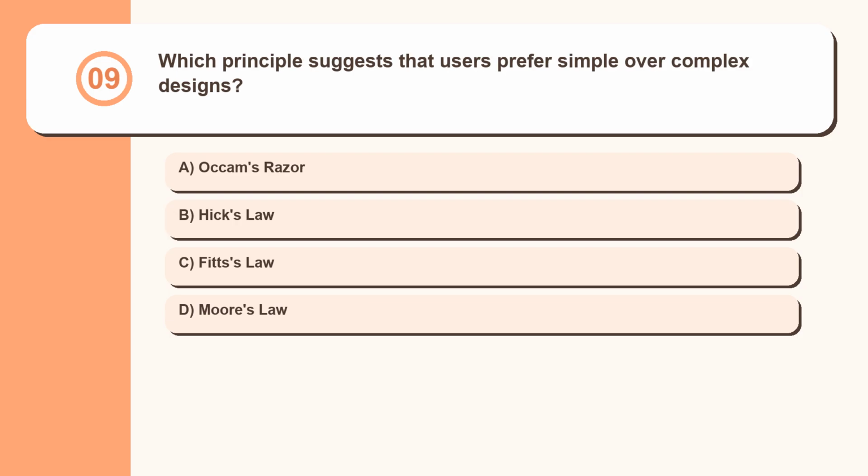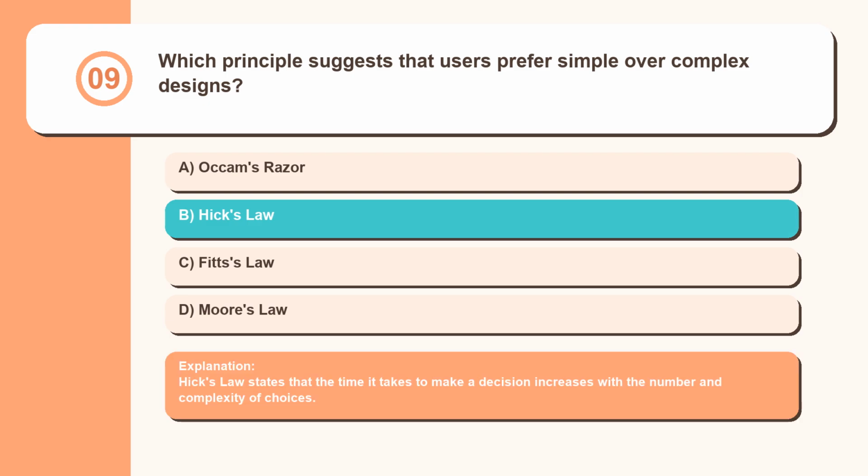Question 9. Which principle suggests that users prefer simple over complex designs? Occam's razor, Hick's law, Fitts's law, Moore's law. Hick's law states that the time it takes to make a decision increases with the number and complexity of choices.